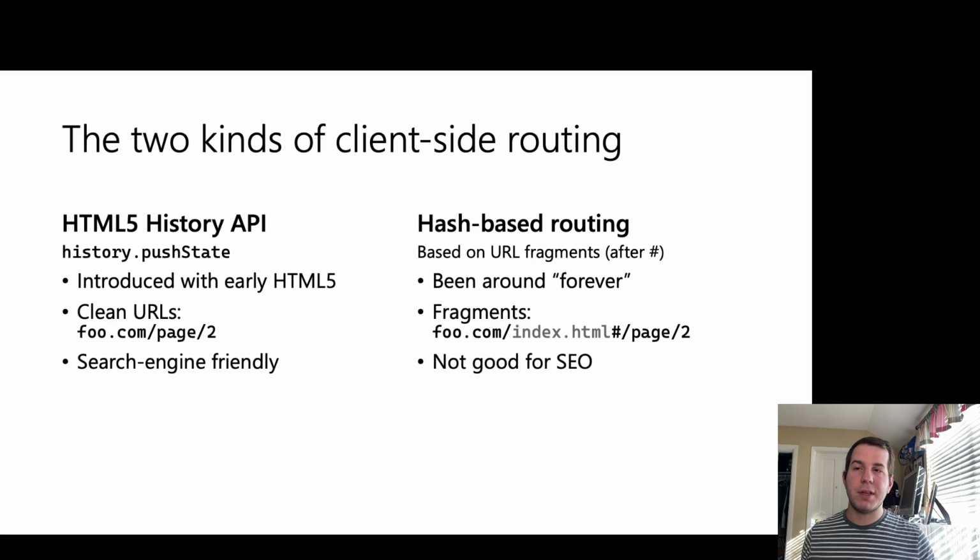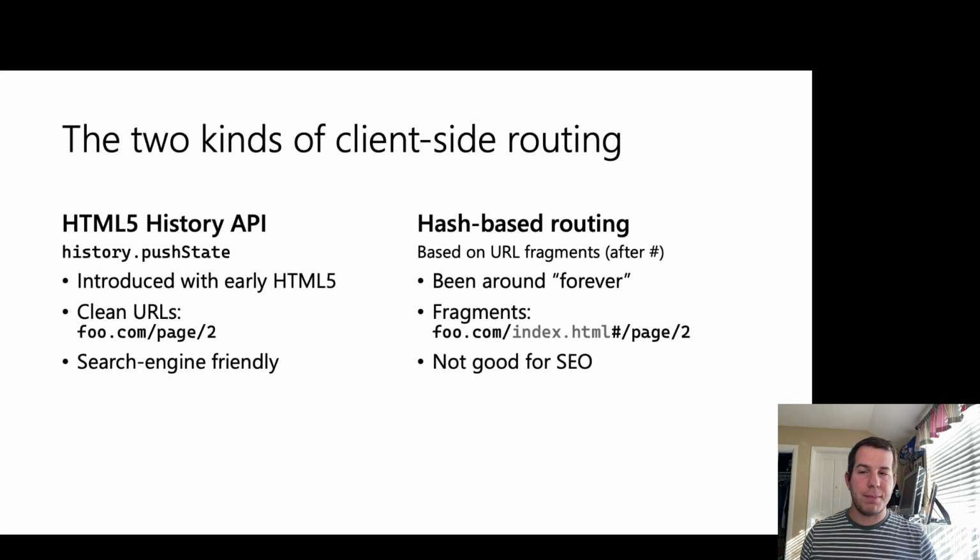We spoke about how the state needs to be in the URL. Well, there are two ways of doing that. The first one is to use the HTML5 history API, which was introduced many years ago with the earliest parts of the HTML5 standard. It works even in Internet Explorer 10, so browser support is not really an issue here. On the other hand, however, we do have hash-based routing.